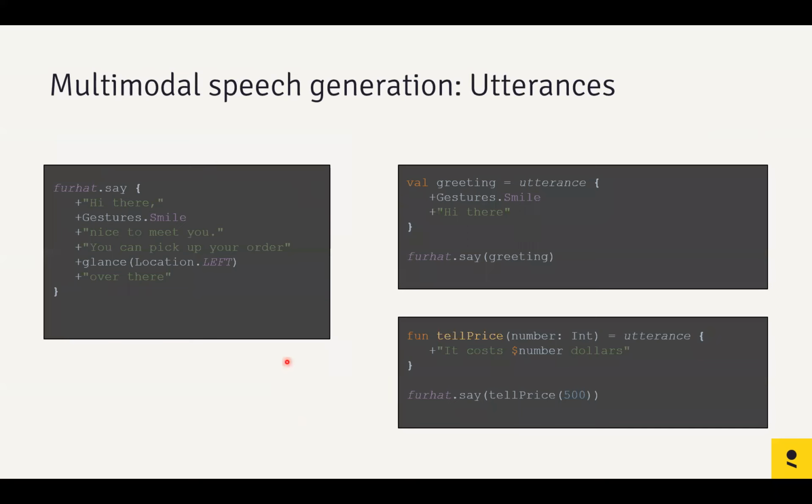We can also define multimodal utterances that Furhat should speak, where we mix text that should be spoken with gestures at certain places in this text, or make Furhat glance at a specific location in the utterance. And this can also be defined and put in a variable like this greeting here and then reused here, or with parameters. So if you want to say, Furhat say tell price 500, we would define it in Kotlin like this, and Furhat would say it costs $500.